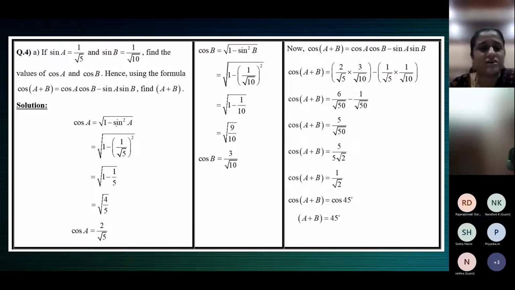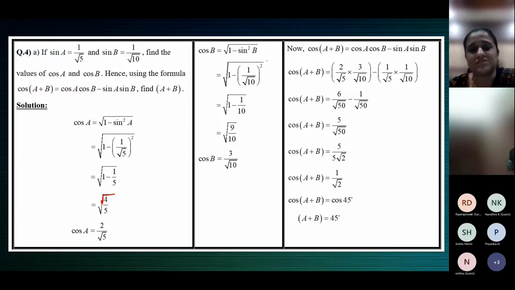So I have written cos A is equal to root of 1 minus sine square A and I've substituted like this. Sine A is 1 by root 5. See, I told you, find cos A using sine A. Find cos B using sine B. So this working, you understand LCM and all that, root 4 by 5, which is 2 by root 5. Cos A is equal to 2 by root 5 because root 4 is 2 and root 5 is root 5.